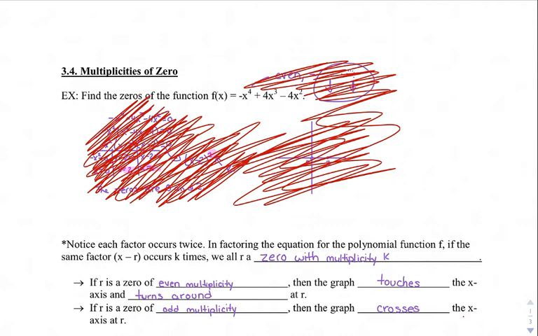Today we're going to talk about multiplicities of 0. So before you even start filling things in, I want you to try this first example. Find the zeros of the function f of x equals negative x to the fourth plus 4x cubed minus 4x squared. Once you've done that, I also want you to find the end behavior of the graph.